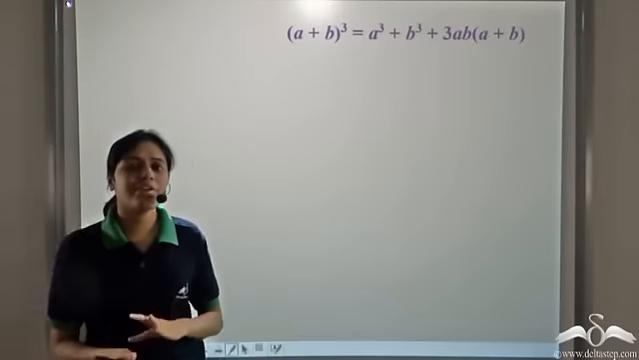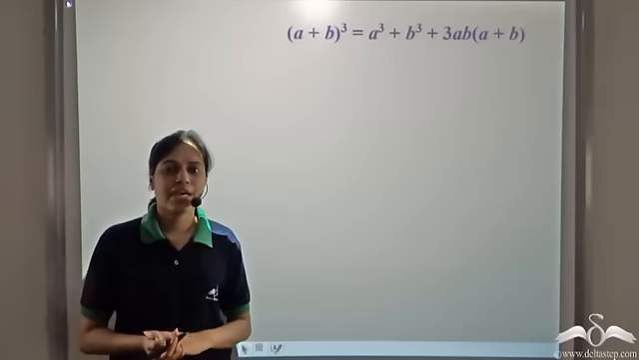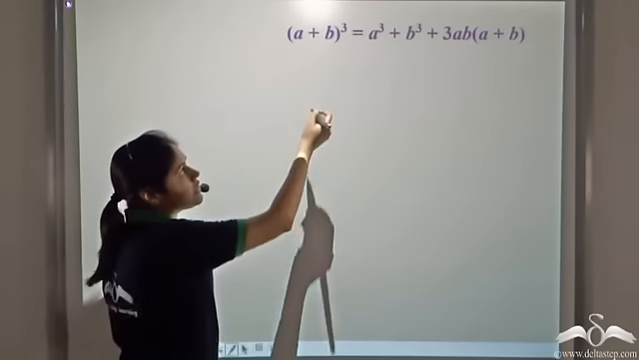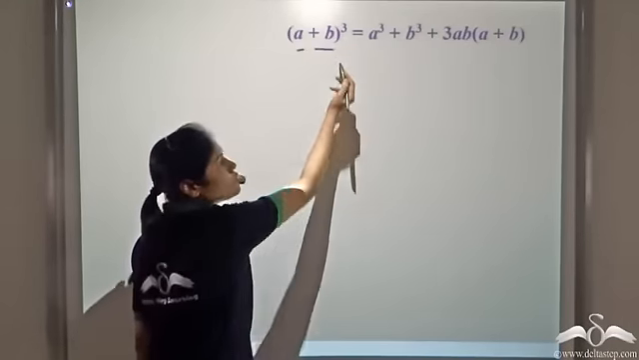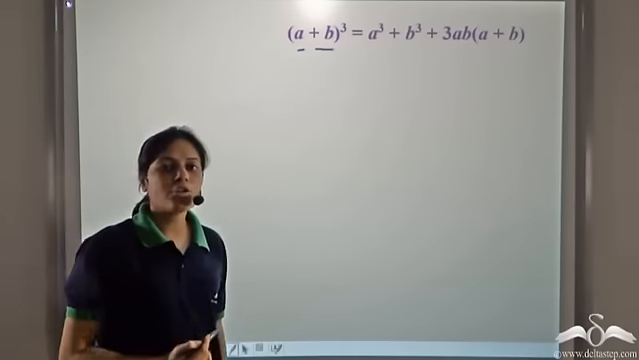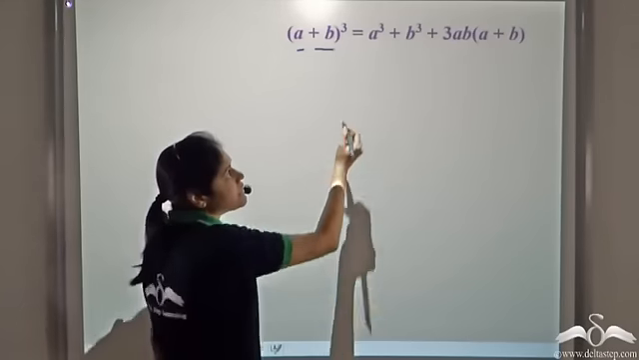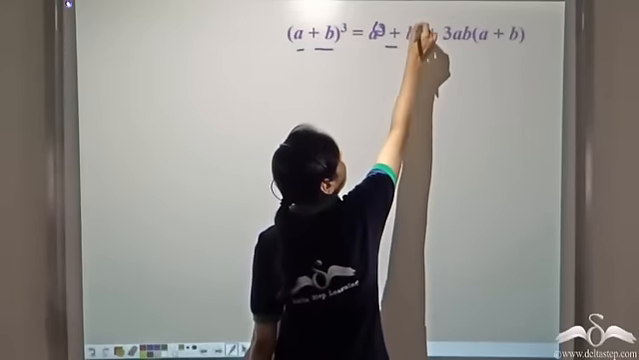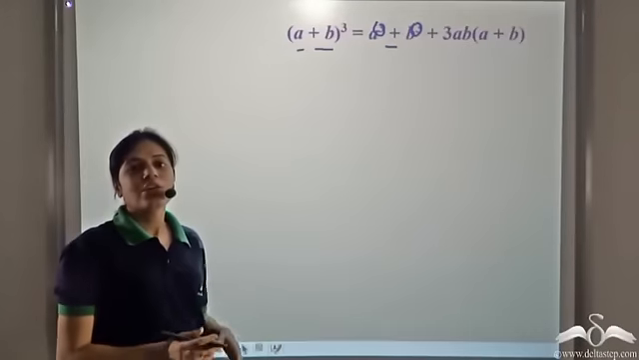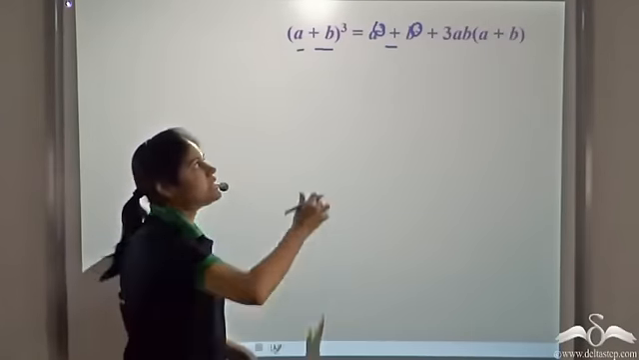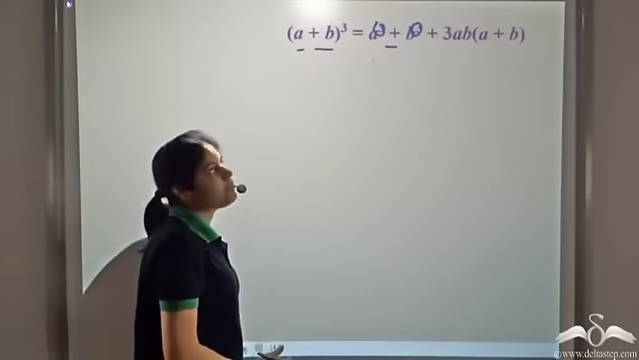You must be familiar with this identity. It helps you calculate the cube of the sum of two numbers. Now what if you want to calculate the sum of cubes of two numbers? That is, what if you want to calculate a cube plus b cube?